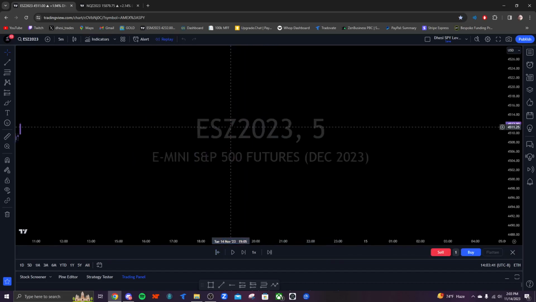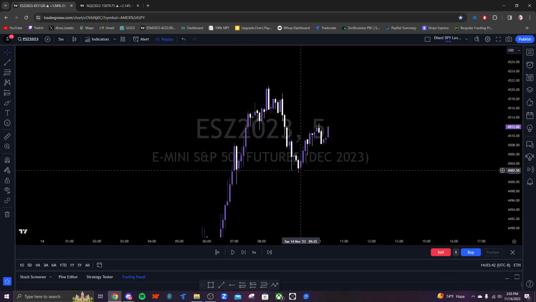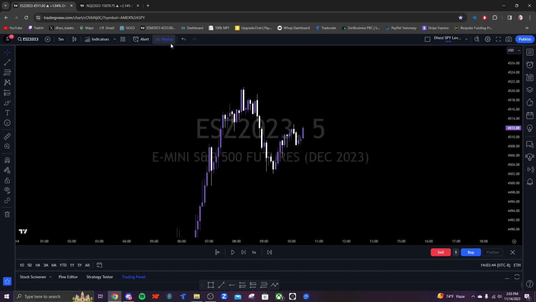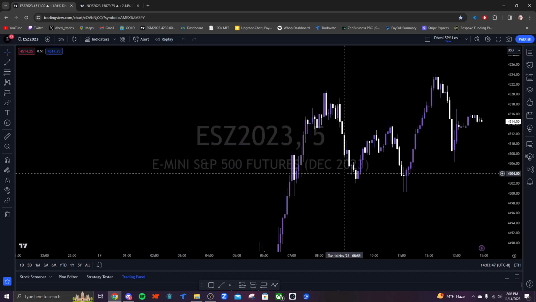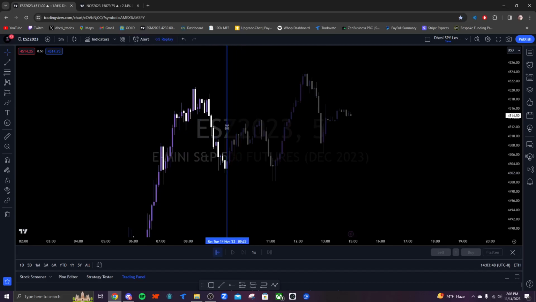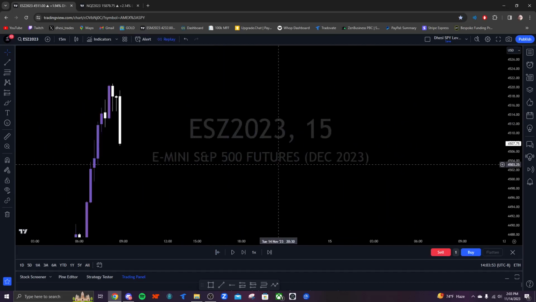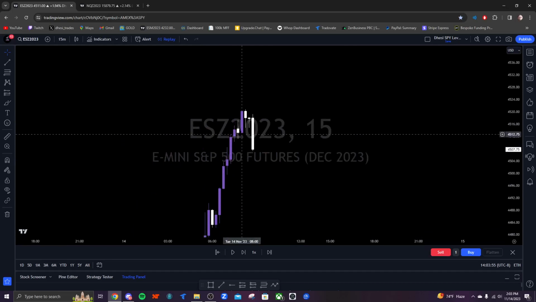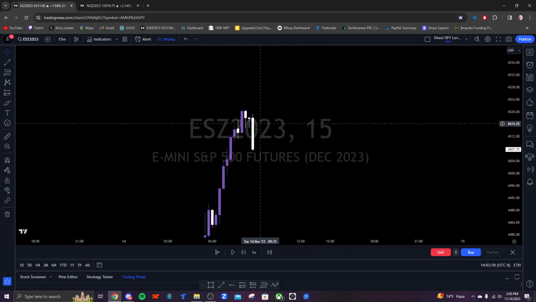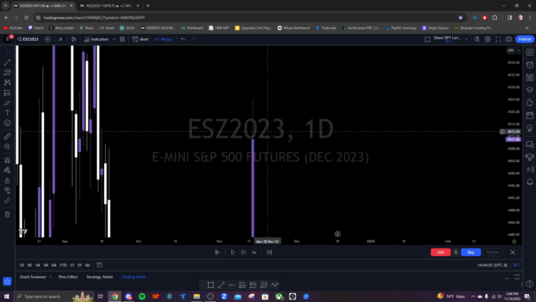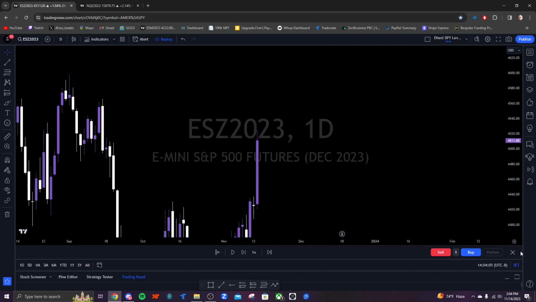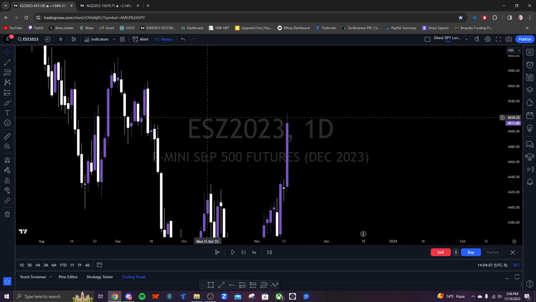So this was the look on the PM session today. Let's go to the 15-minute chart. So ES 15-minute today. Obviously we moved all the way up, we swept all types of liquidity, right? If you go on the daily chart on ES, we swept all types of liquidity, right?